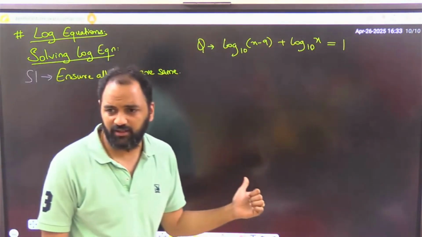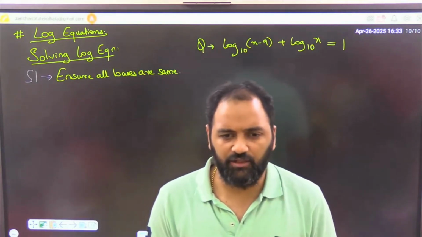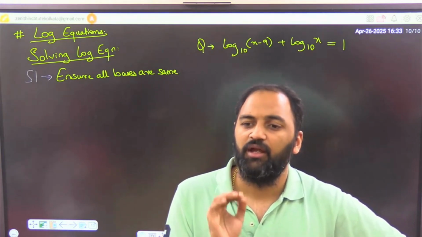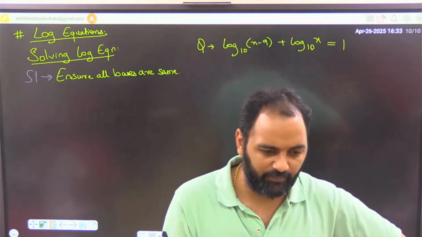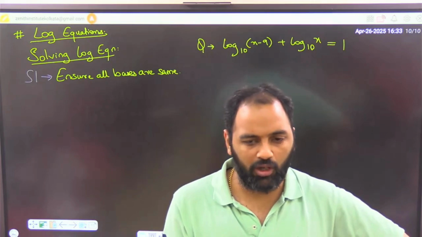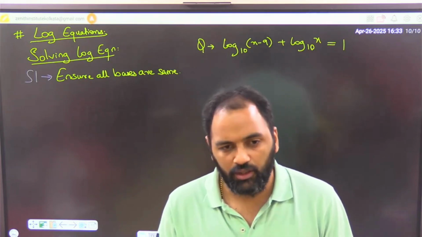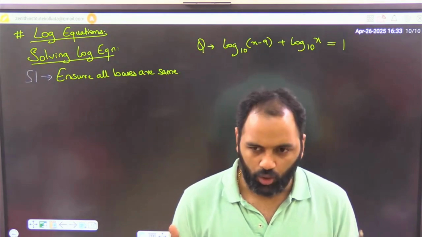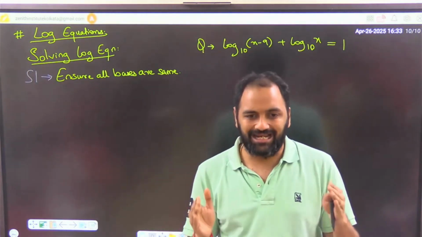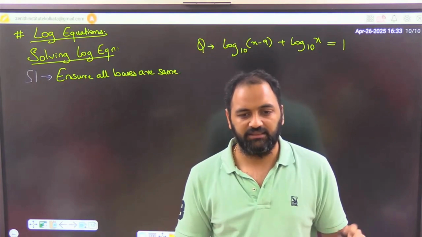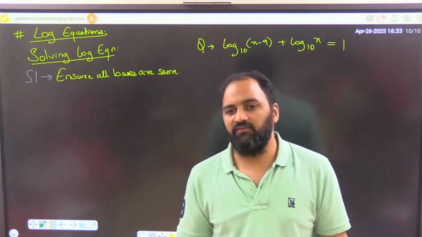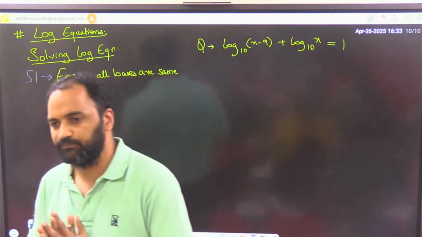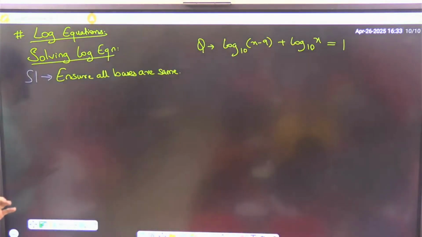Like we did in the previous part, for every log question, what is the first step? Ensure that the bases are same, because only when the bases of log are the same will we be allowed to use all these different properties that we have discussed today. All those properties are only valid under the condition that the bases are same. Only then can we club logs, split logs, and do all those different things that we need to do for simplification. So step 1, ensure all the bases are same.